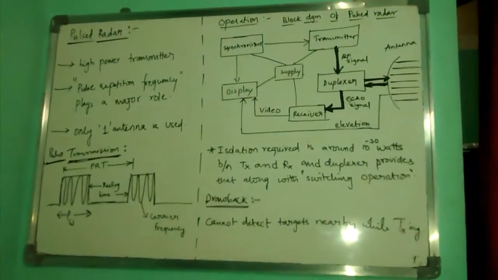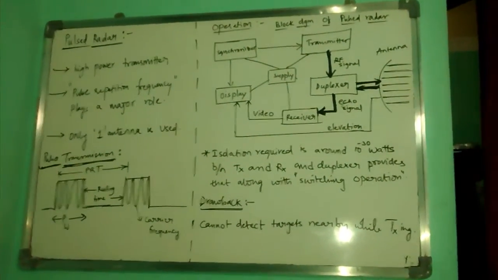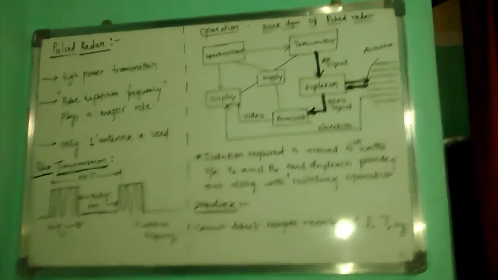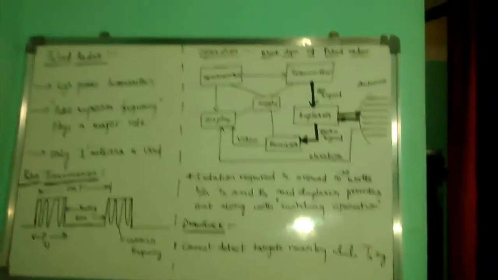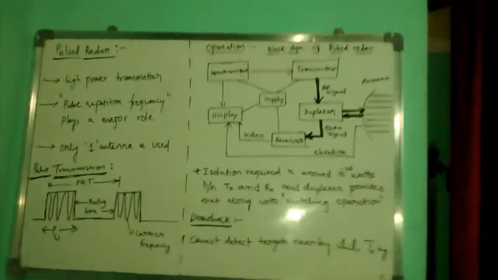In this video we are going to learn about pulsed radar and its operation. Pulsed radar transmits the power in pulses, whereas in continuous wave radar, as we have seen, it transmits continuously. Here we deal with pulses.